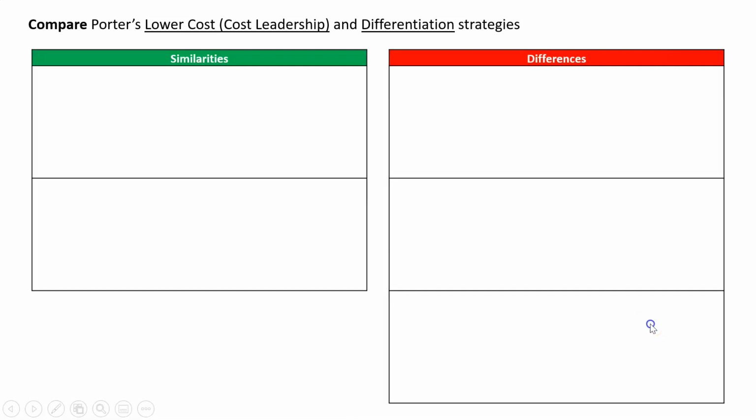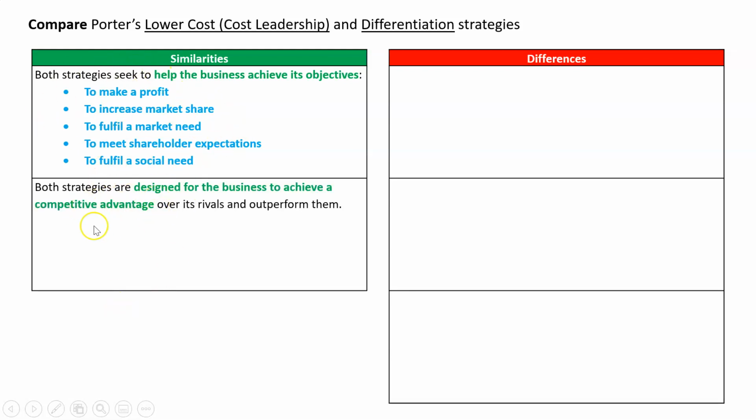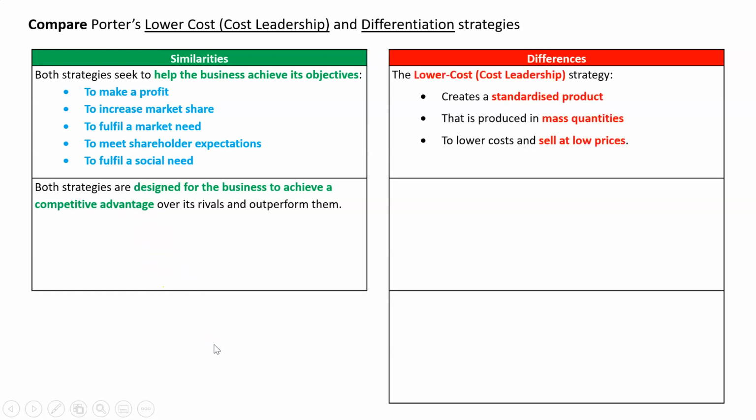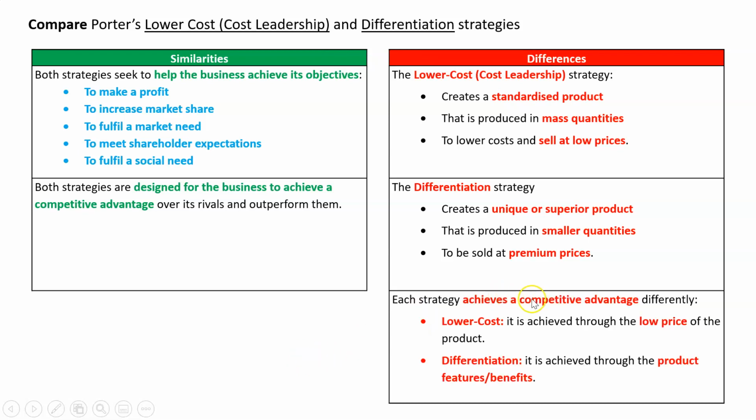Last thing, can you compare the two strategies? So we had some similarities. They're both going to help you achieve your objectives. We went back to chapter 1 and got our objectives that we learned. And they're both designed for you to achieve a competitive advantage over other businesses. Differences, well, that's kind of obvious. One standardized, mass quantities, low prices. The other is a unique product in smaller quantities at premium prices. And lastly, each achieves a competitive advantage differently. Lower cost is with the price. Differentiation is with the product, feature, or benefits.